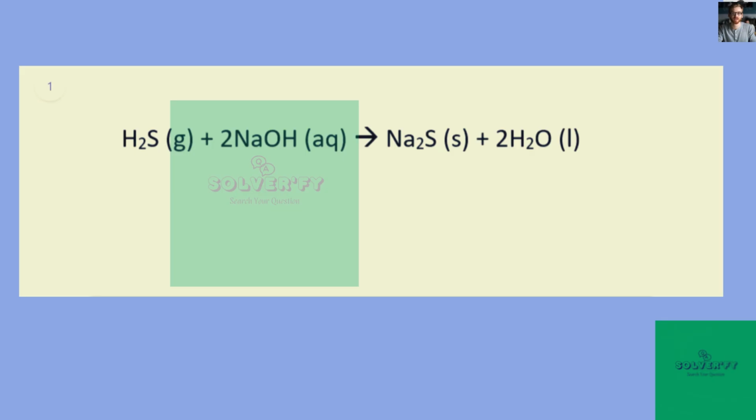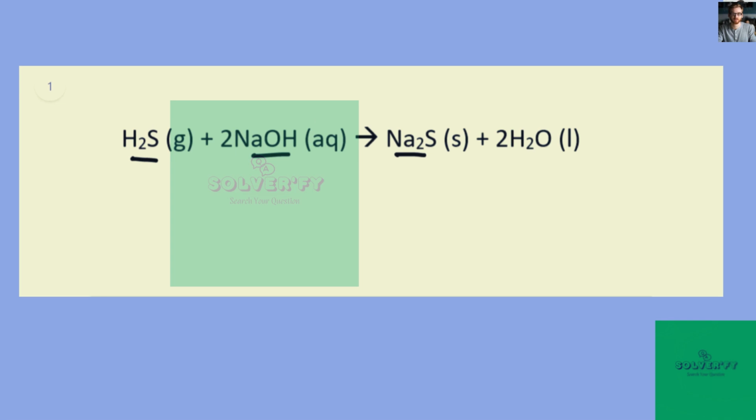So here we have the balanced equation for the reaction of hydrogen sulfide with sodium hydroxide. In the reaction condition, we are given that 1.25 gram of hydrogen sulfide is reacting with 2 gram of sodium hydroxide.